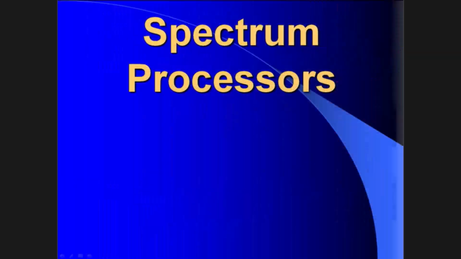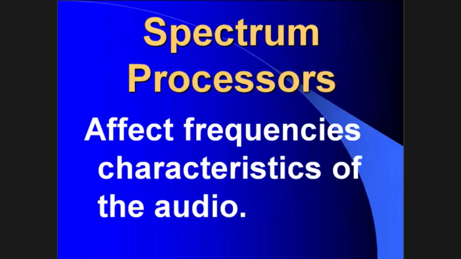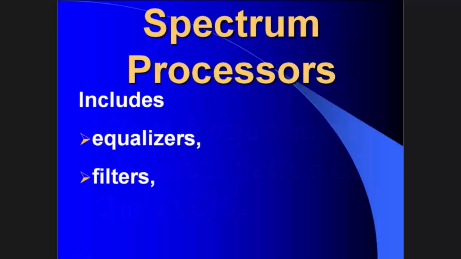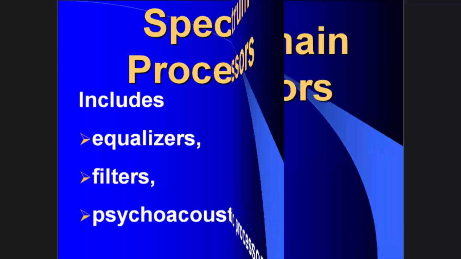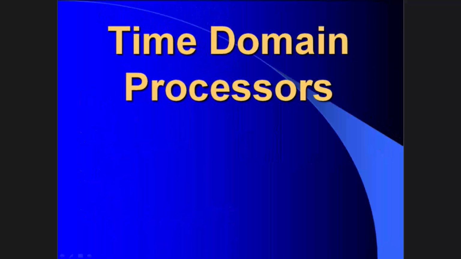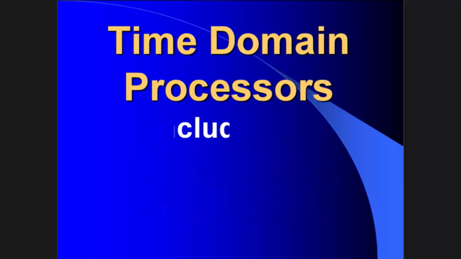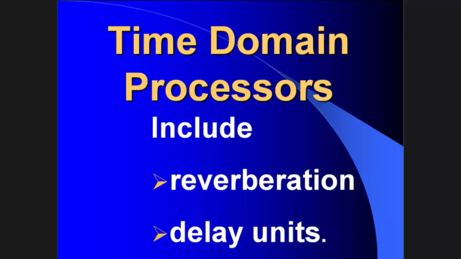Spectrum processors affect frequency characteristics of the audio. These devices include equalizers, filters, and psychoacoustic processors. Time domain processors affect the time relationships of audio signals. These include reverberation units and delay units.